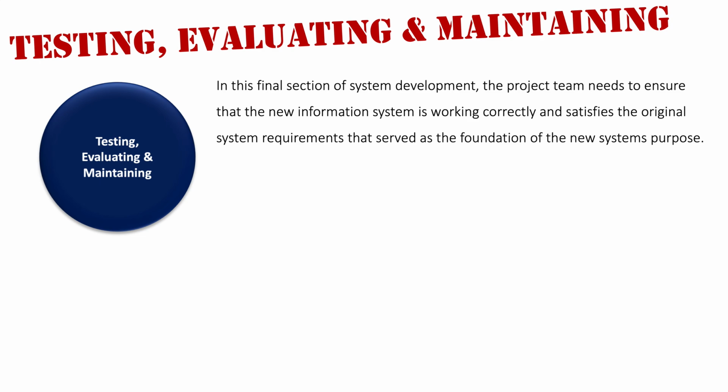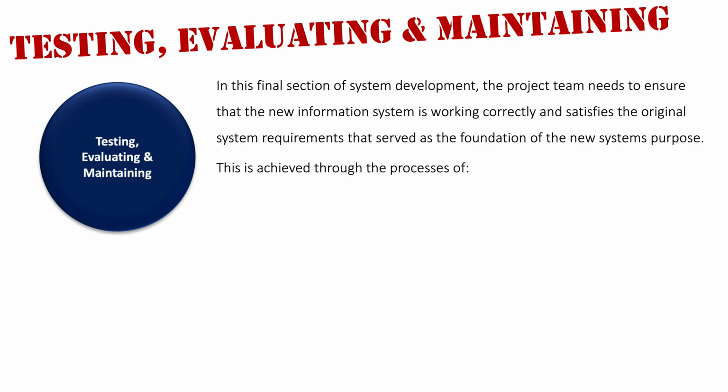In this final section of system development, the project team needs to ensure that the new information system is working correctly and satisfies the original requirements that served as the foundation for the new system's purpose. So we're reflecting back upon the earlier stages, the understanding the problem stage and the planning stage, where we looked at the requirements for developing this new system. What did it need to do? Now we're reflecting back and seeing, does this new system we've created and implemented satisfy those requirements?